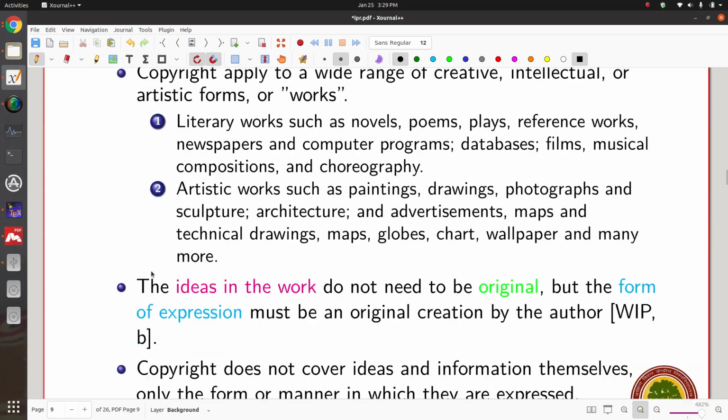Okay, so as I've told you, the idea in the work does not need to be original. It is not required that it should be original. But the form of expression, how you have expressed it, matters. For example, rising sun: it is not that I or you saw the rising sun first and wrote a poem, and nobody else wrote one.